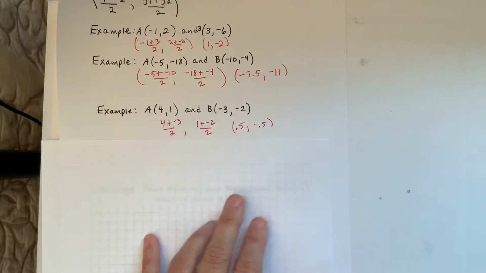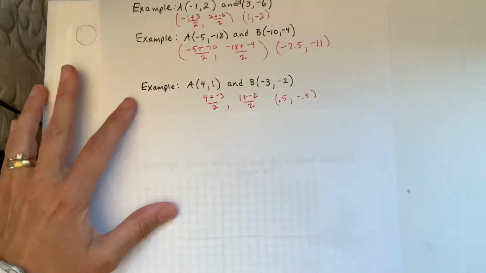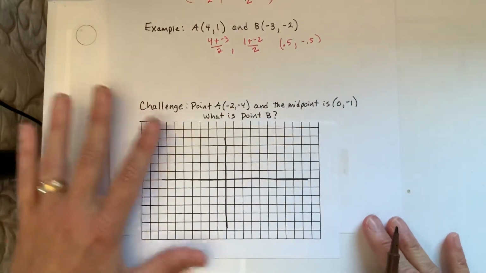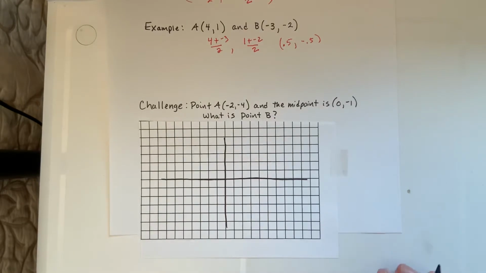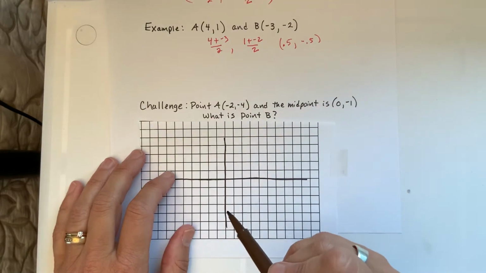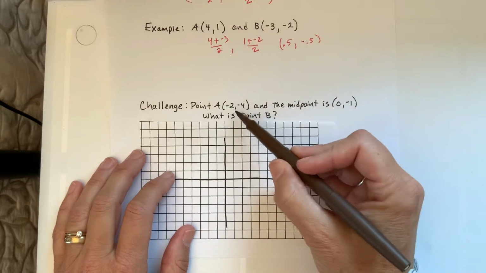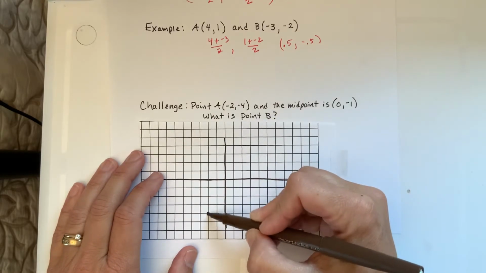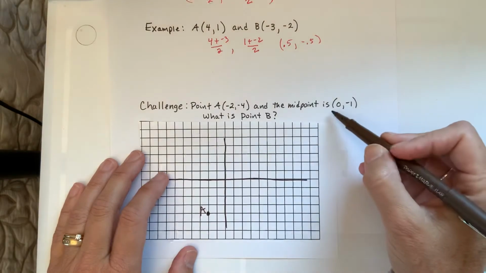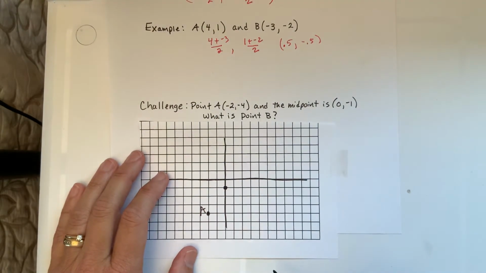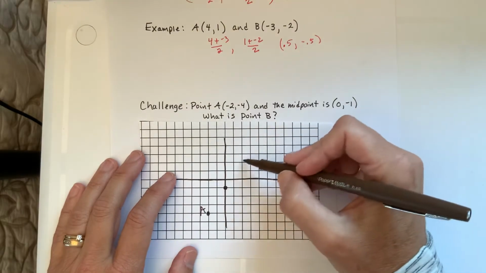And then lastly, for a little challenge, I thought I'd throw this out for you. What if I have one of the points and the midpoint, but I don't have the original point B? So if I do that one, I can use the formula backwards, but this one I'm actually just going to be counting squares. So point A is at -2, -4. There's point A. The midpoint is at 0, -1. There's my midpoint. The question is, where's point B?